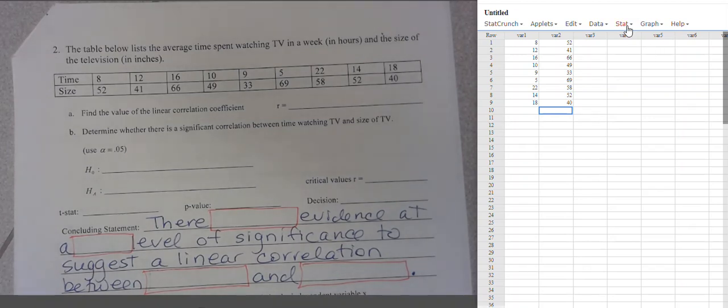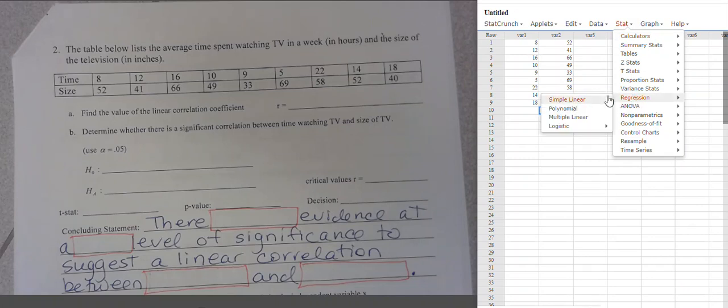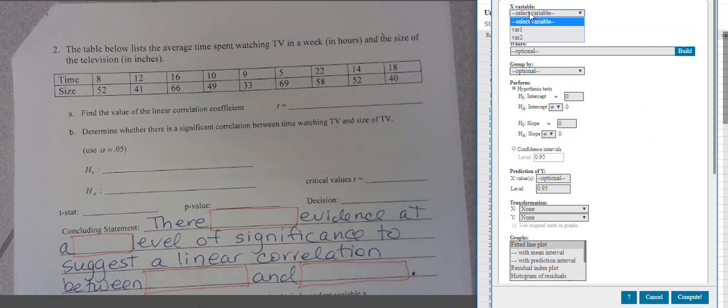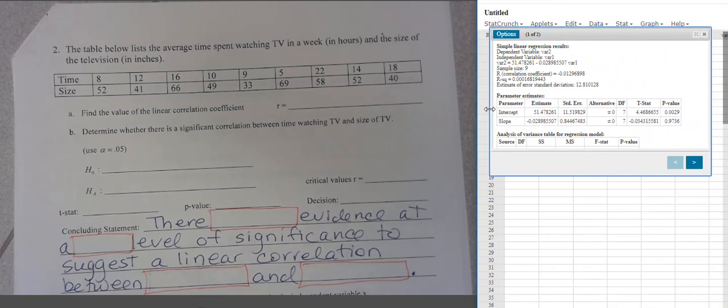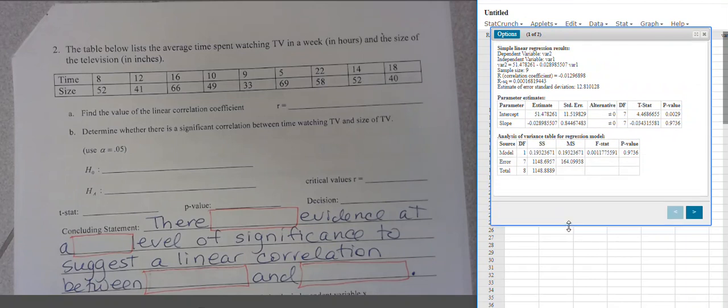So we go to Stat, Regression, Simple Linear. Our X values are in var1, that is the time spent watching TV in a week, and our Y variable is in var2, which is the size of the TV. Let's hit compute and see what's going on. Make this bigger so we can see this a little better.